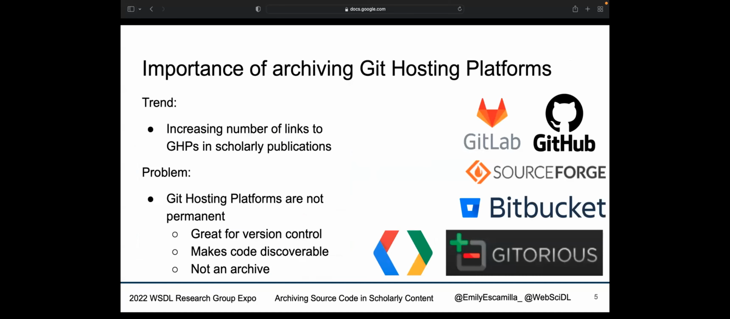So like I just mentioned, we're seeing a trend of an increasing number of links to Git hosting platforms in scholarly publications. Git hosting platforms are platforms that are based on Git version control system. You might be familiar with GitLab, GitHub, SourceForge, or Bitbucket. All of those are Git hosting platforms. And we're seeing an increase in links in scholarly publications to GHPs.